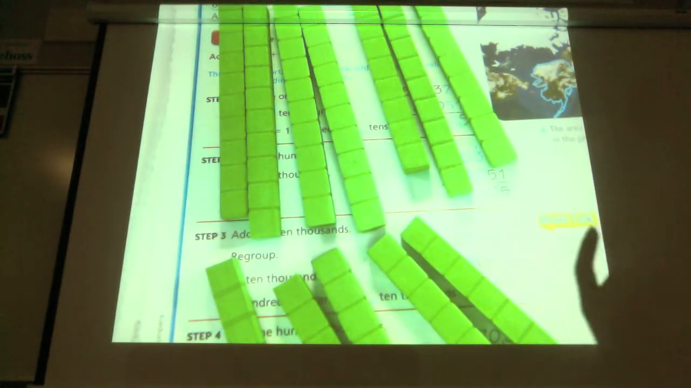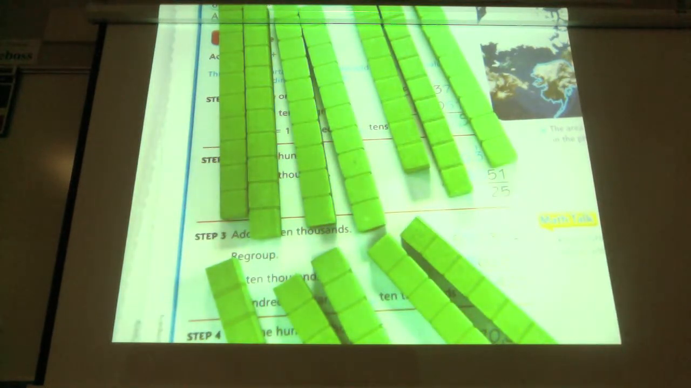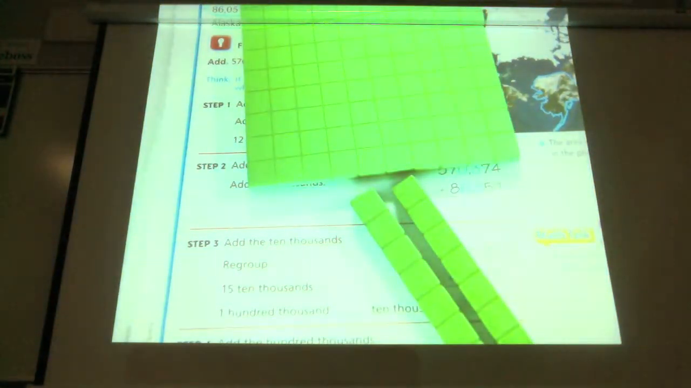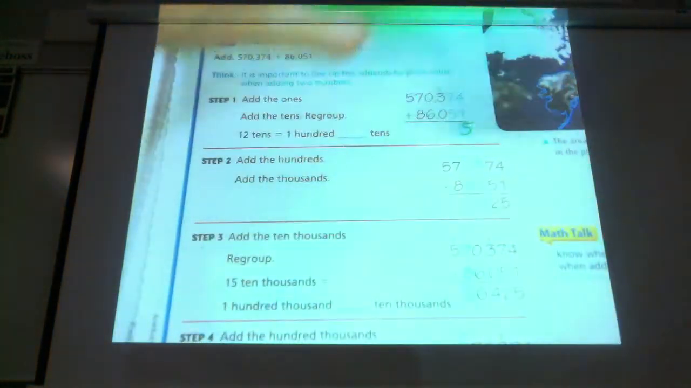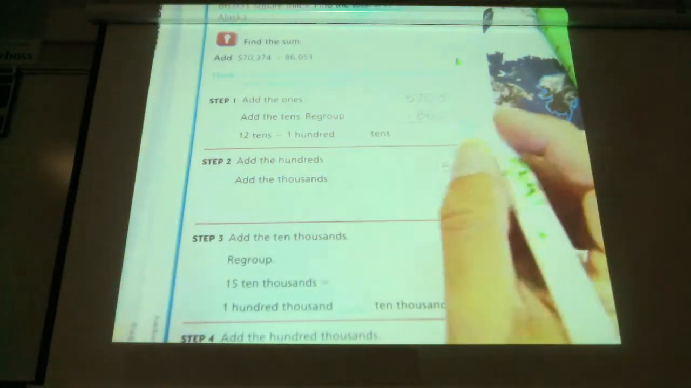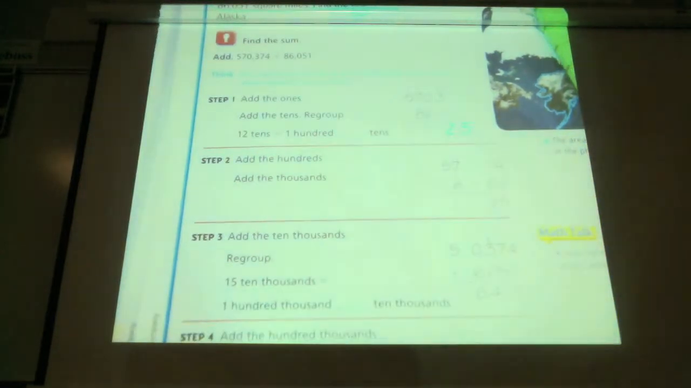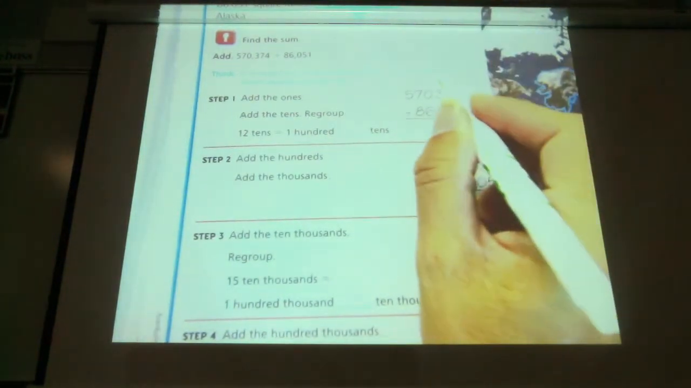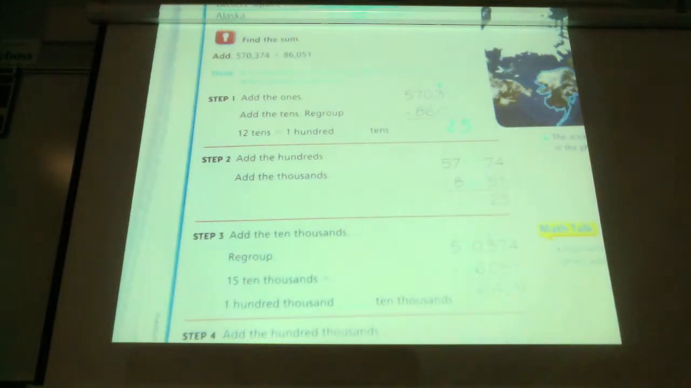I want you to talk just to your partner. How am I going to regroup this? What should it look like? Talking. Okay, Bella, what did you regroup it as? 1 flat, right? 1 flat and 2 tens or longs. Okay, so this is what it should look like when it's regrouped. So when I go write it in here, I'm only going to have 2 tens. That's why I only put a 2 down there, because I only have 2 tens now. And I'm regrouping that 100, so now I have that additional 100 flat right there.